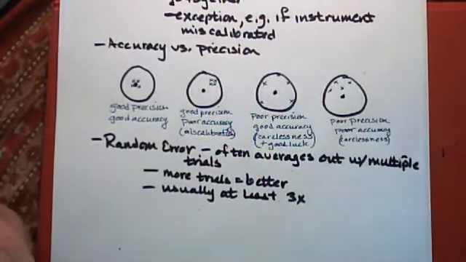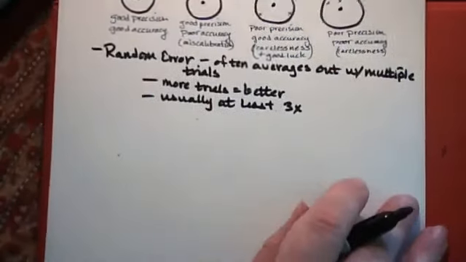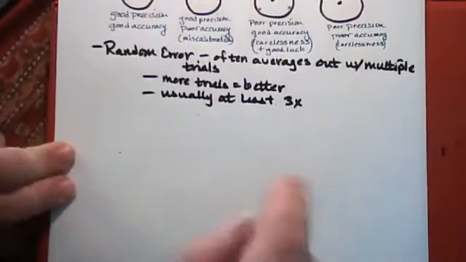But the minimum number of repeats, or the minimum number of trials, is usually 3. More than that if you want to be really careful, but 3 is usually considered the minimum.